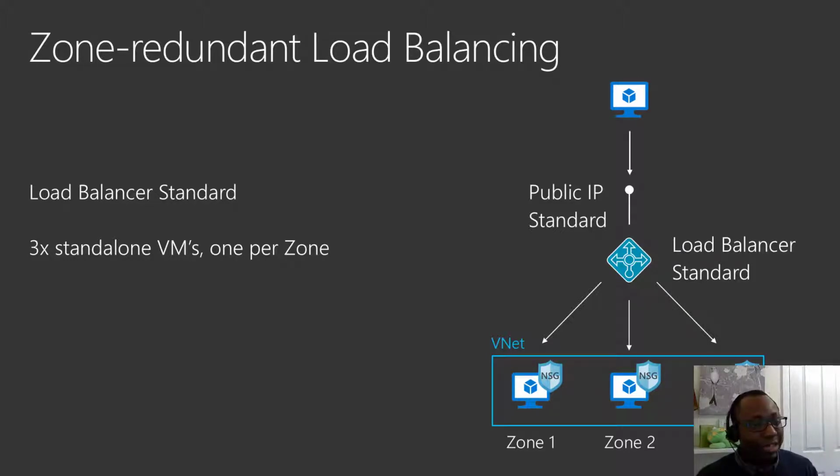So one of the things that it gives us is this thing called zone redundant load balancing. In other words, you can see in this picture here, you can have your service deployed in zone 1, zone 2, and zone 3 of a particular region.